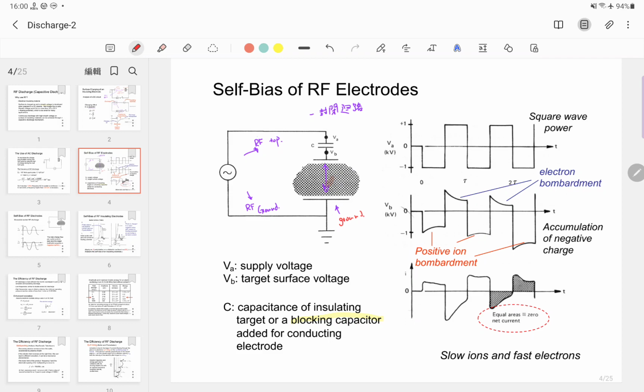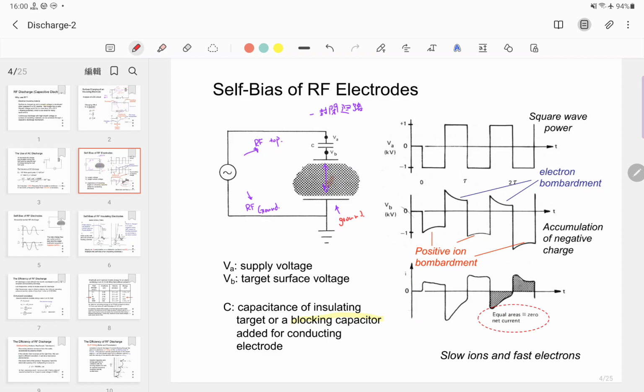But if you place a piece of insulator on the surface of an electrode, the insulator itself behaves like a capacitor, so you don't need to install a blocking capacitor in your system. So here is the complete circuit. Here is the plasma, and here is the blocking capacitor.